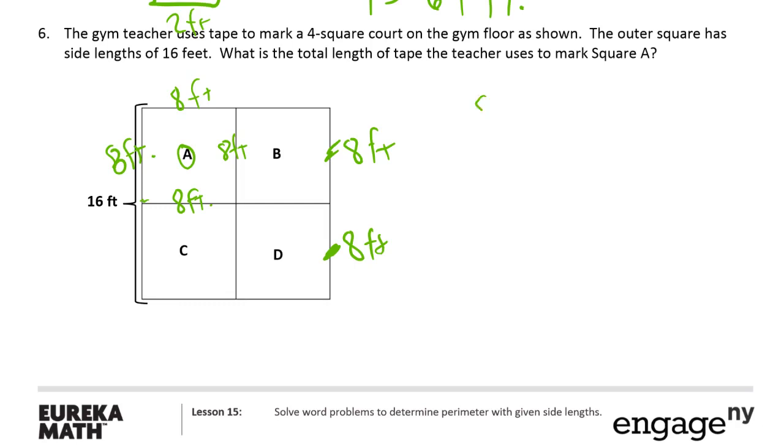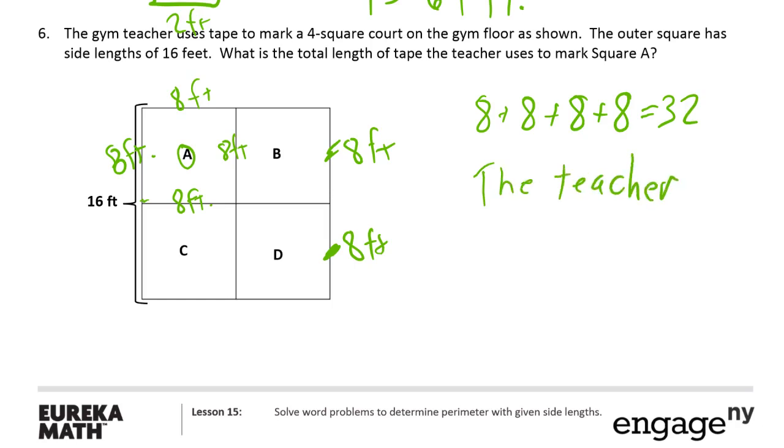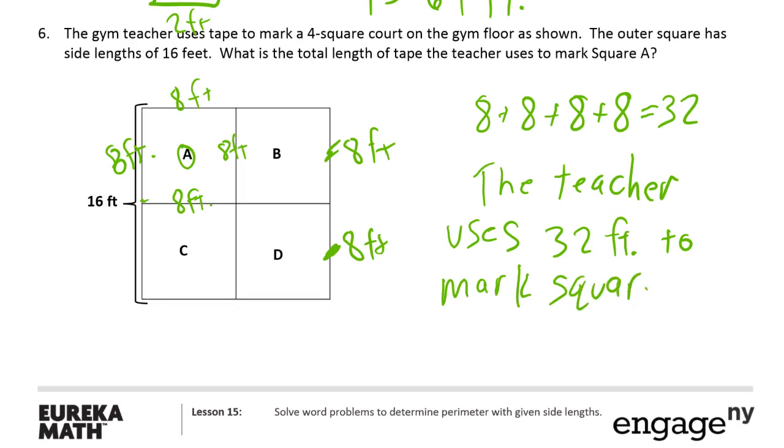So then I'll just write 8 plus 8 plus 8 plus 8. And 4 eights is 32. The teacher uses 32 feet to mark square A.